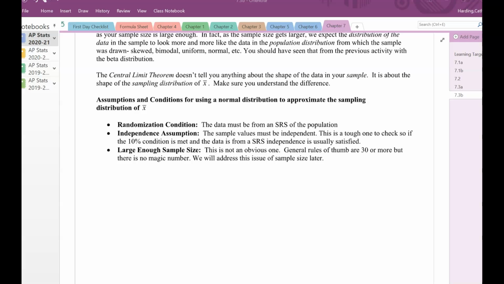This one needs a couple of aspects analyzed. First, there's the 10% condition. When you're sampling without replacement, you want to make sure that you're not sampling more than 10% of the population. So you need to be sure that your sample size is less than 10%. And also, the fact that the data is taken from a simple random sample also contributes to independence. If those two things are taken care of, we can say the independence assumption is met. The large enough sample is the rule that we just came up with of 30 or more in the sample.